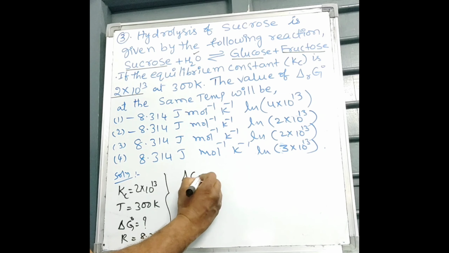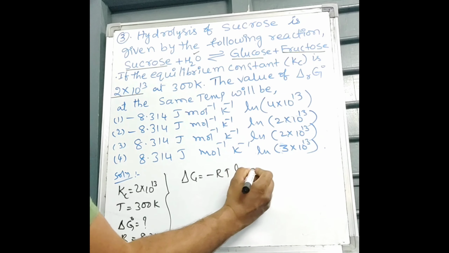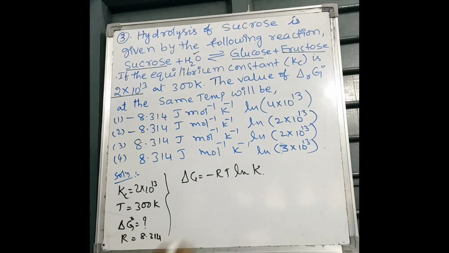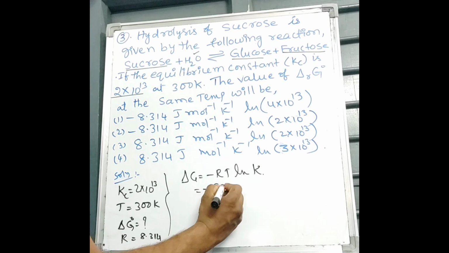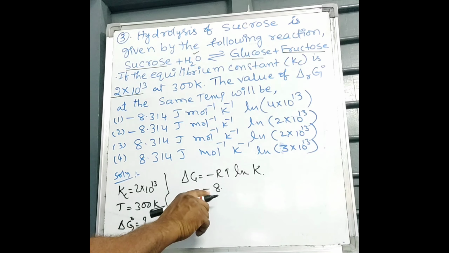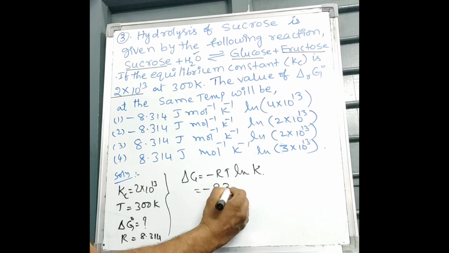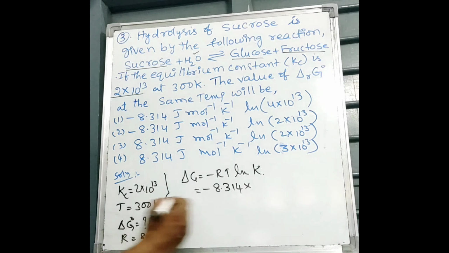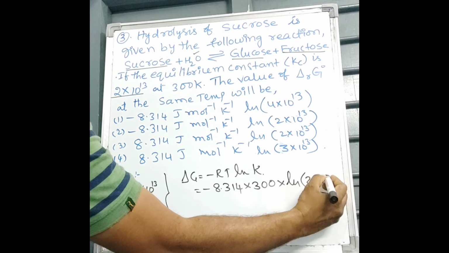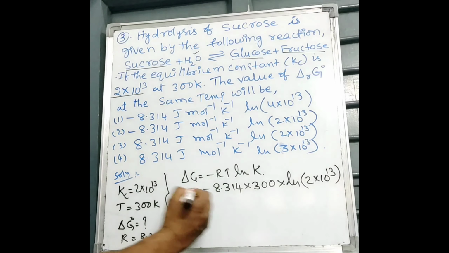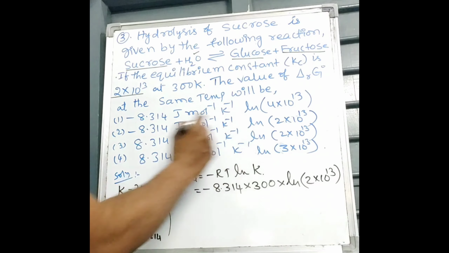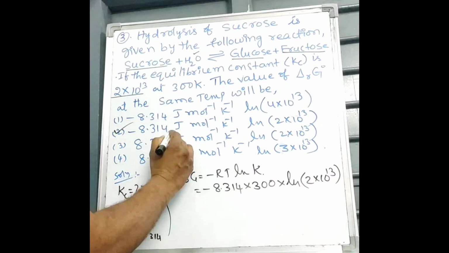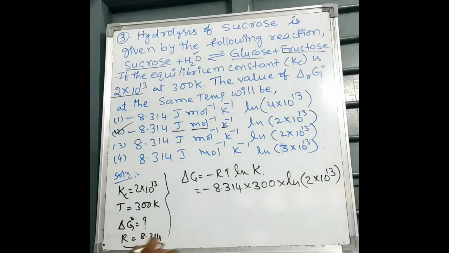So delta G is equal to minus RT log of the equilibrium constant. Here minus is there, no? That's why minus R value 8.314 into T value 300 into log of K value, which is 2 into 10 power 13. So this is the answer. So the second one is the correct answer, with joule per mole per Kelvin for the R value.